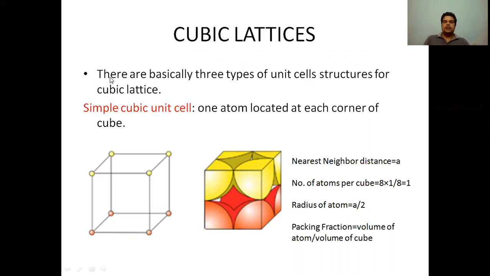So there are basically three cubic lattices, based upon the unit cells. Unit cells are nothing but cubic in nature. They can be another form of cells, but we will consider here only cubic lattices. There are basically three types of unit cell structure for cubic lattice. The first one is your simple cubic unit cell.